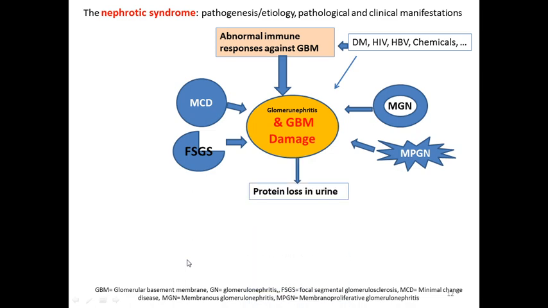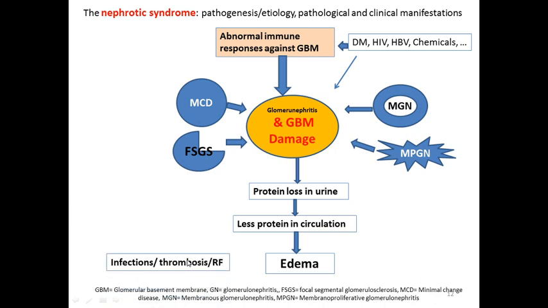This damage will lead to protein loss in urine, and as a result you find decreased protein in circulation. This will lead to decreased oncotic pressure, leading to escape of fluid from the intravascular compartment to the interstitium, causing edema. There are other complications associated with the protein loss, and these are mainly infections and thrombosis due to fluid loss, and the renal failure that can occur as a complication.